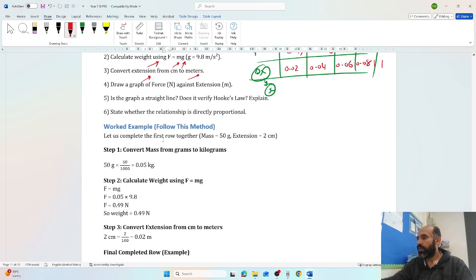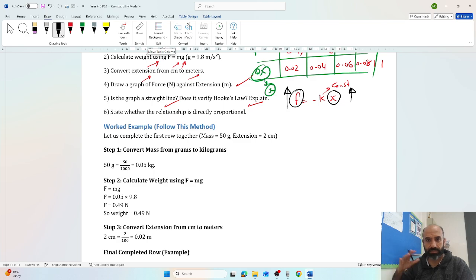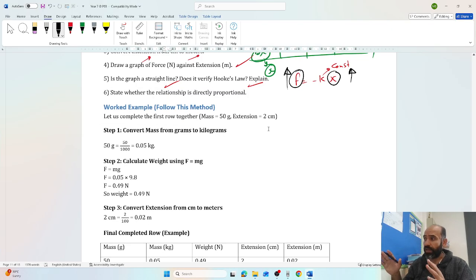For this part, we just represent the relation graphically. Is the graph a straight line? Yes. Does it verify Hooke's law? Yes, it verifies Hooke's law. Why? Because force is equal to negative k x, and k is just a constant. So this means that if you increase the force, which is the weight, the extension will increase by a constant value, which is the slope, the spring constant, right? So this proves that displacement and force are directly proportional, and this is the main target of Hooke's law.